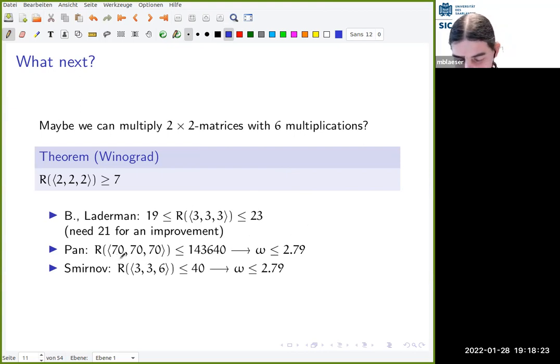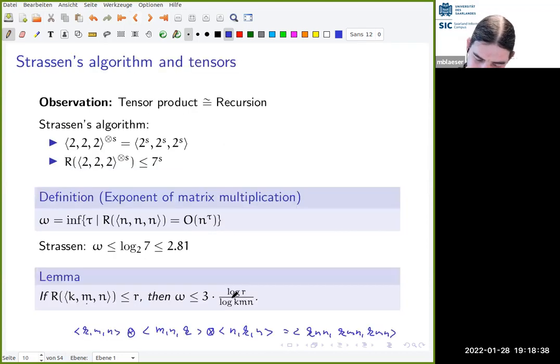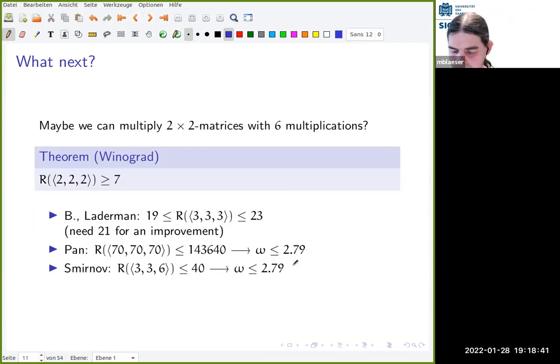And then essentially Pan came up with an algorithm to multiply 70 by 70 matrices with, let me read it, 143,640 multiplications. And if you do the math, if you just plug it into this lemma here, you get the upper bound of omega is 2.79. Okay, so that's great. But there's a structured way of coming up with this algorithm. It's not that he simply starts with this, but he has a structured way of coming up with this algorithm.